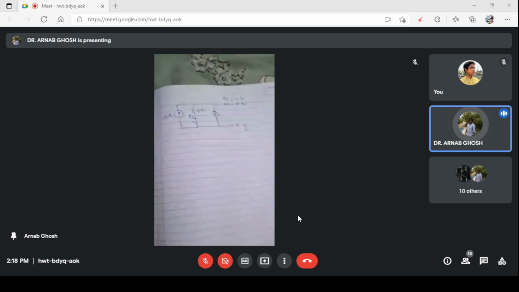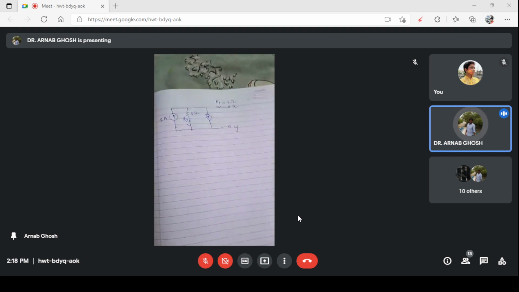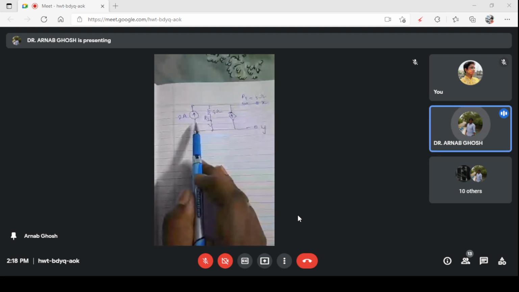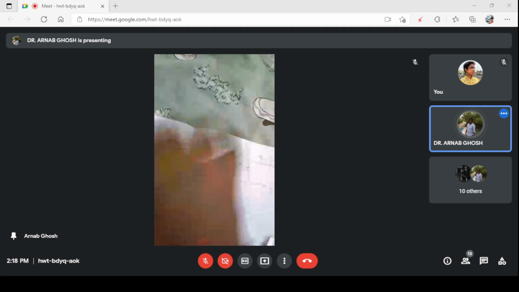Okay, so this is the problem that I'm talking about, problem 3.24. So I am having a 2 ampere source here.